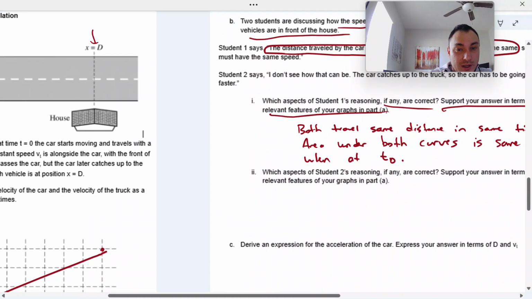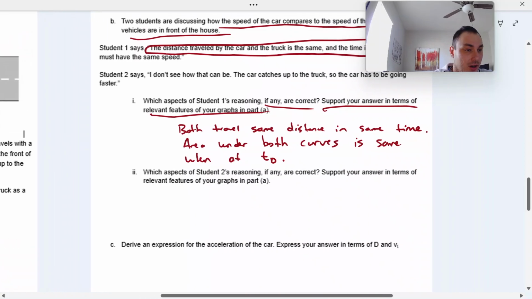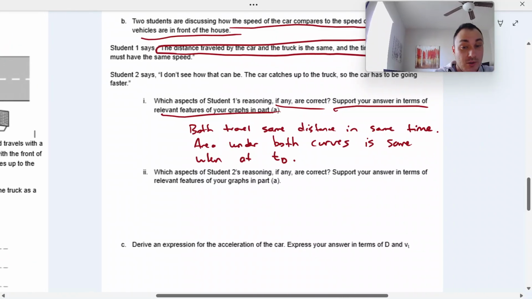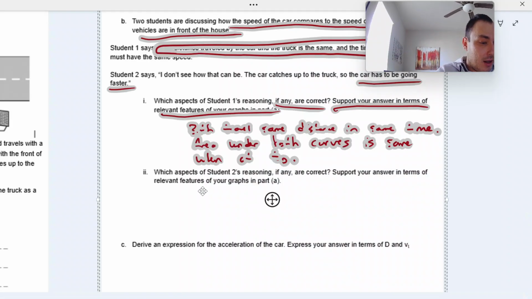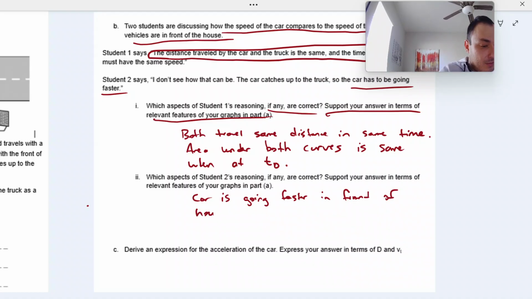Student 2 gets that correct. I don't see how that can be. The car catches up to the truck, so the car has to be going faster. Student 2 is correct in that. The car has to be going faster when they are in front of the house. Car is going faster in front of house.